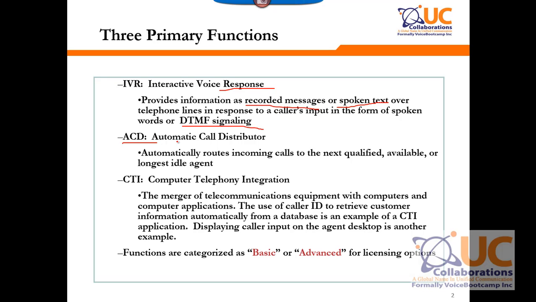And the third part is called the CTI, or Computer Telephony Integration. The purpose of the CTI is to pass data from your backend database to the agent's desktop application. For example, the use of caller ID to retrieve customer information automatically from a database and then display that information on the agent desktop.